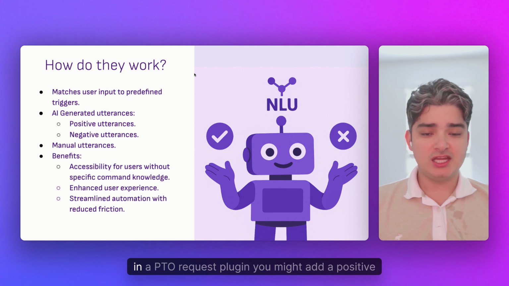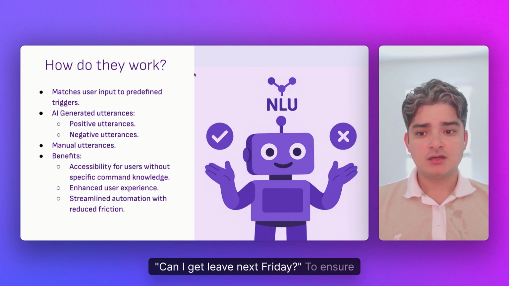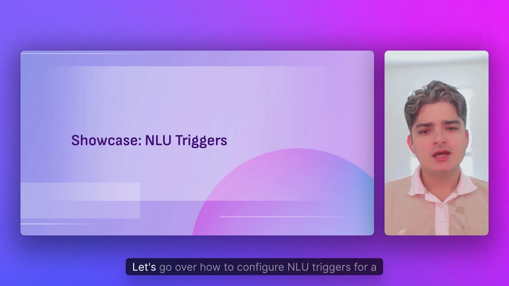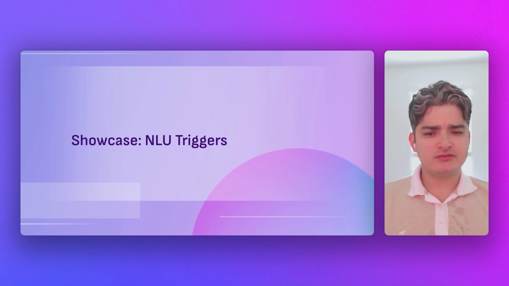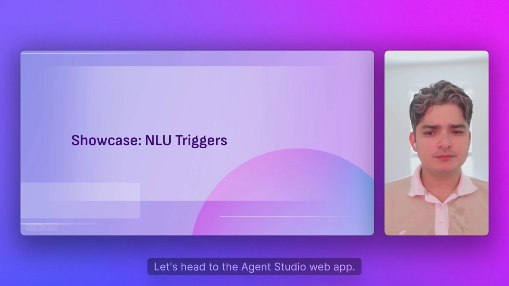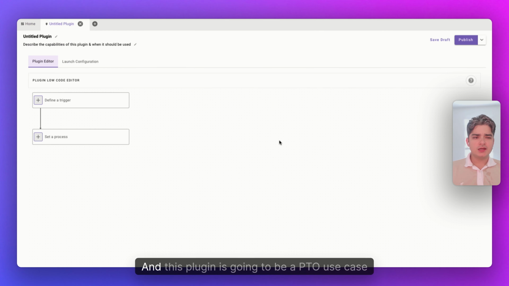For example, in a PTO request plugin, you might add a positive example like, "Can I get leave next Friday," to ensure comprehensive coverage. Let's go over how to configure NLU triggers for a plugin that you may have. Let's head to the Agent Studio web app. Now, we have the plugins page here, and I'm going to go ahead and create a new plugin. And this plugin is going to be a PTO use case plugin.